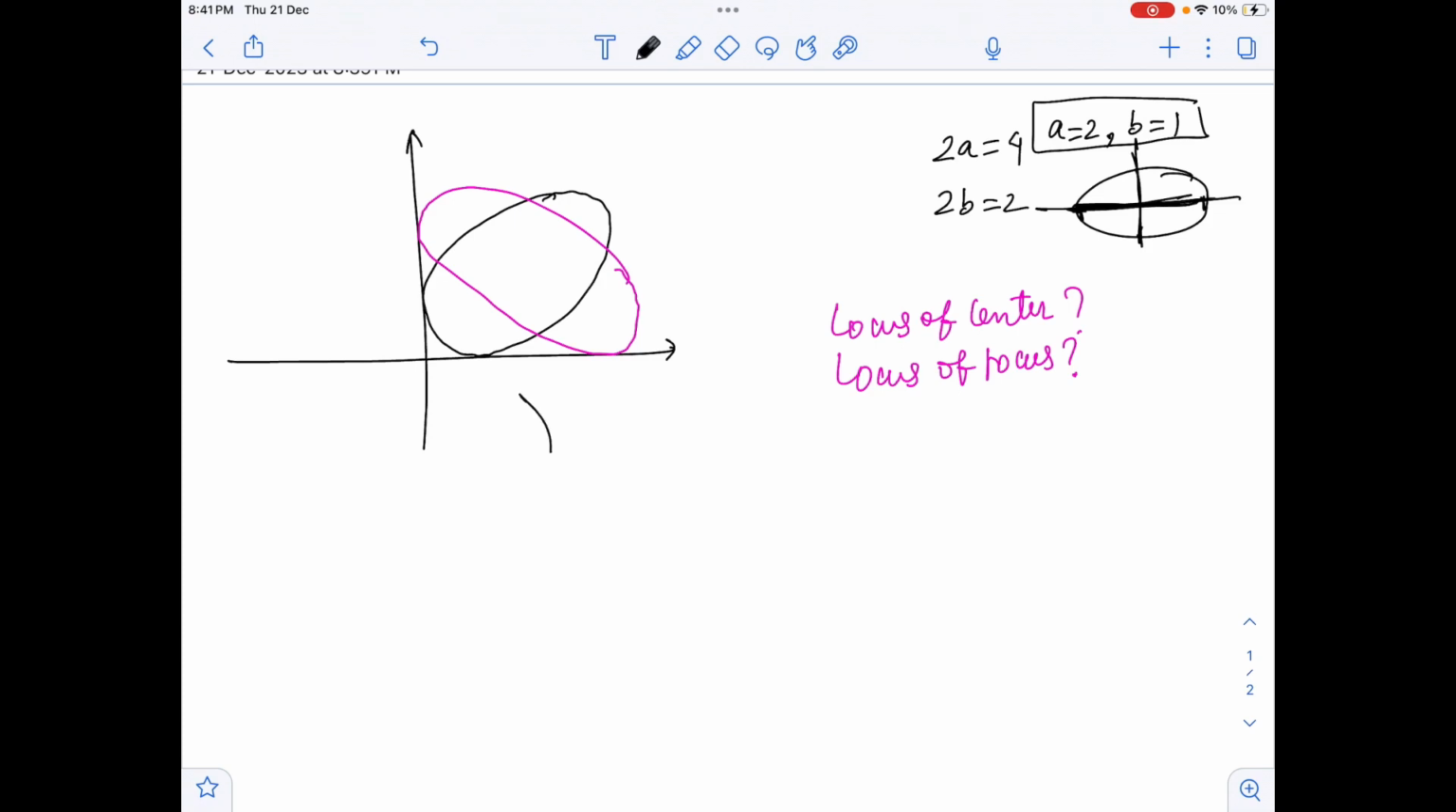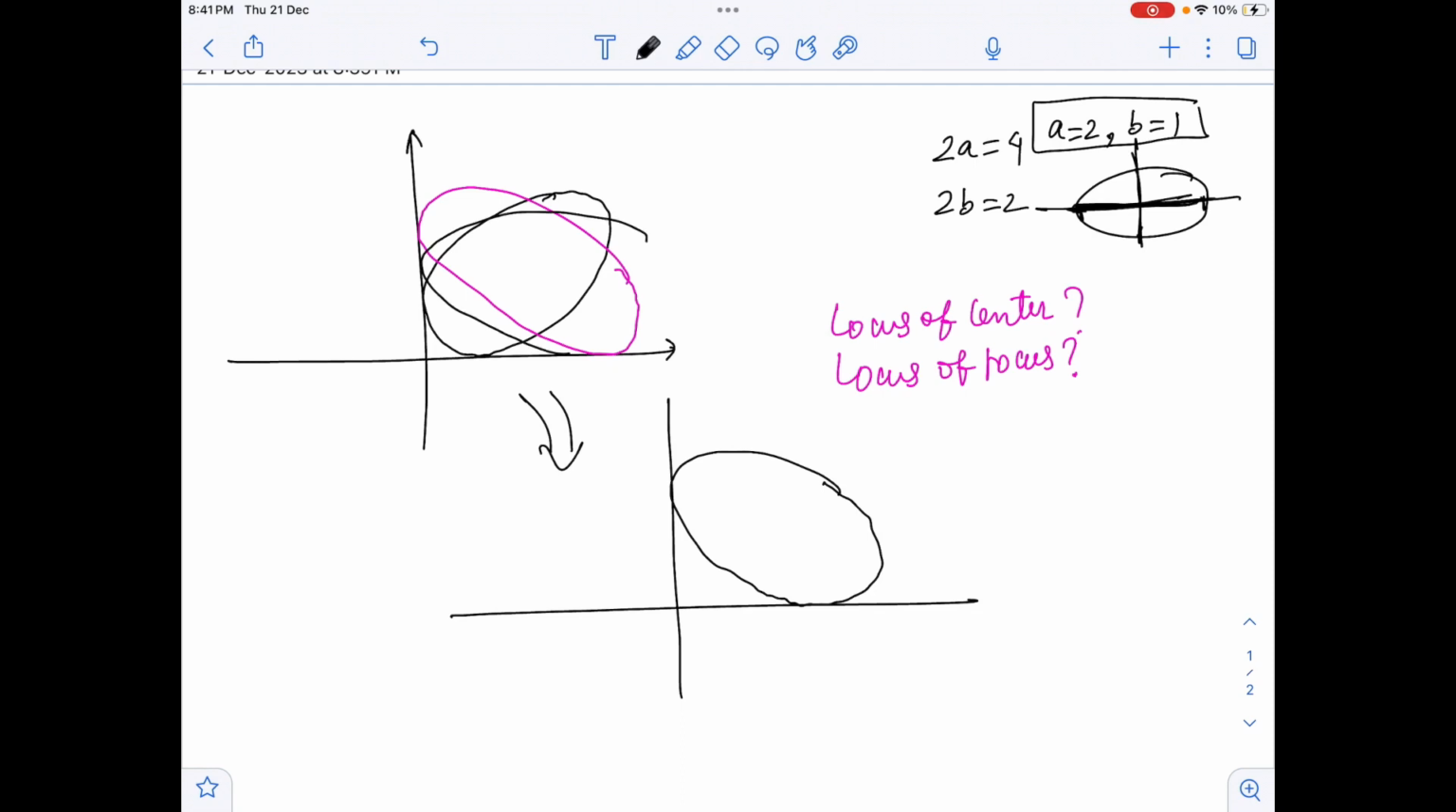We'll start with the locus of the center first. To solve this problem, let's take just one particular representative diagram which will speak on behalf of any configuration. If you have the ellipse in some other configuration, clearly we can see that the center will keep on moving on a certain curve. So how to relate the coordinates of the center? Let's say the center of the ellipse in any random configuration is (alpha, beta). So we'll do the first part, the locus of the center.